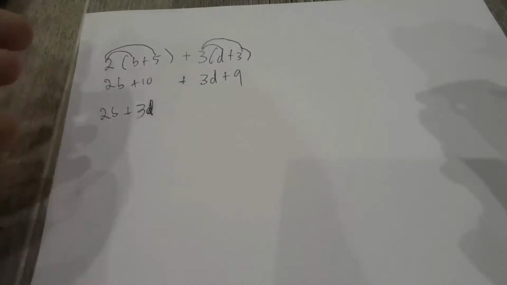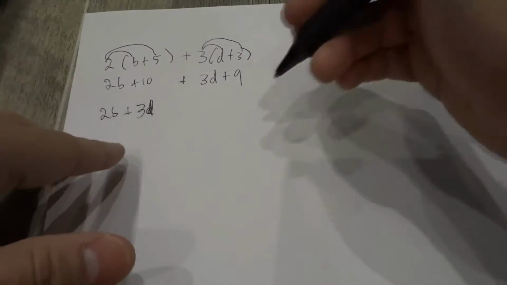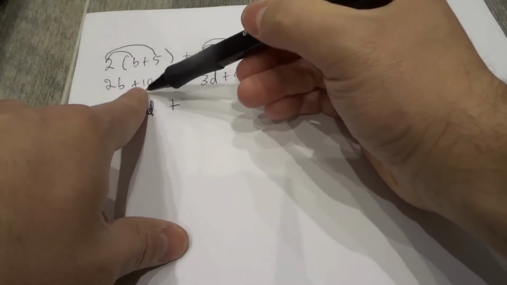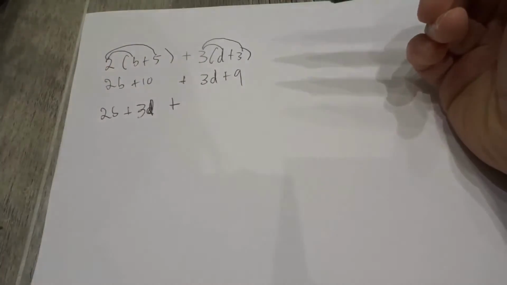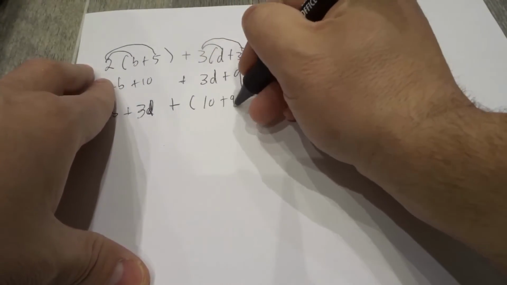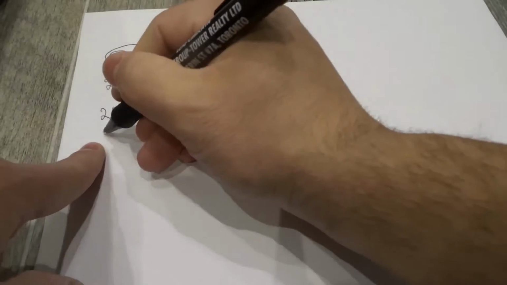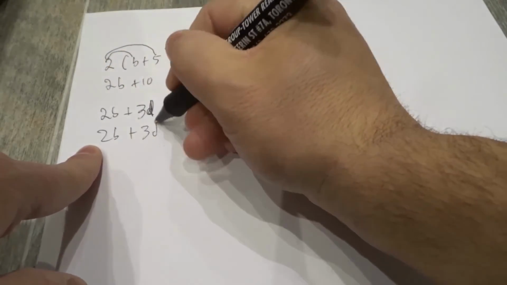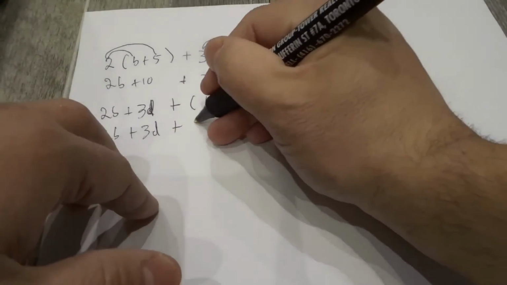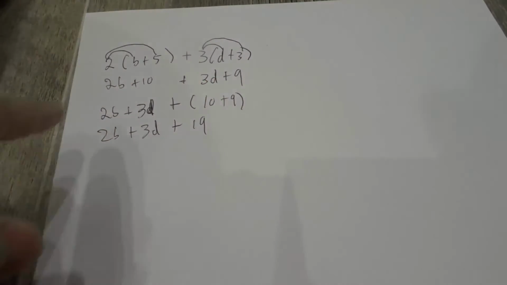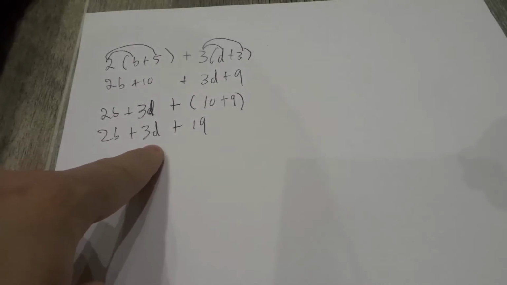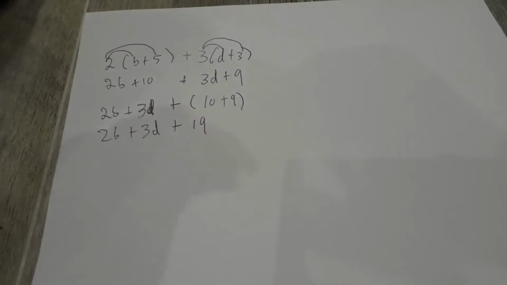So 3d and 2b can't be combined. We just brought them down. Plus, okay, we're bringing down the plus from here. We can combine the numbers plus 10 and plus 9. So it's 10 plus 9, okay? I'm going to put those in brackets, 10 plus 9. Now we're going to bring this down, 2b plus 3d, and then plus, what is 10 plus 9? It's 19. There's your final equation. We've expanded and simplified. 2b plus 3d plus 19. There you go. Very simple.